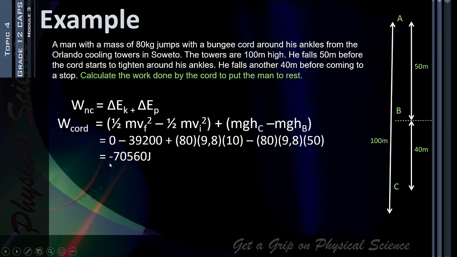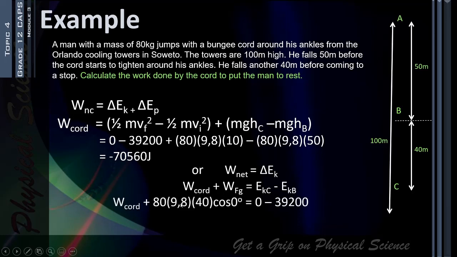A second possible solution will be to use the work-energy theorem, and in this case probably a more suitable solution, because then we don't have to argue if the cord was a conservative or a non-conservative force. For the net work, we include all the forces, so it's the work done by the cord plus the work done by gravity, and that will be equal to the change in the kinetic energy of this man. So the work done by the cord is what we want to calculate. The work done by gravity will be the weight of the man, 80 times 9.8, multiplied by the displacement from B to C, which is 40 meters, and we will use the angle of 0 degrees because the weight and the displacement are both in the same direction.